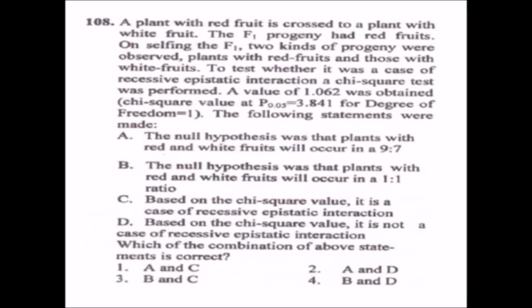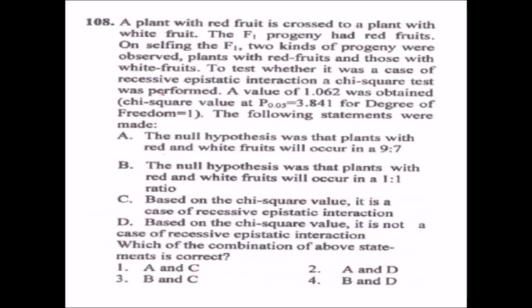So the answer will be dominant with incomplete penetrance. Next question is, the plant with the red fruits is crossed to a plant with the white fruit. The F1 progeny had red fruit. On selfing the F1, 2 kinds of progeny were observed: plants with the red fruits and those with the white fruits, to test whether it was a case of recessive epistatic interactions.